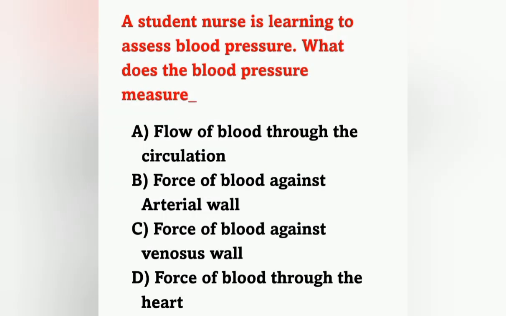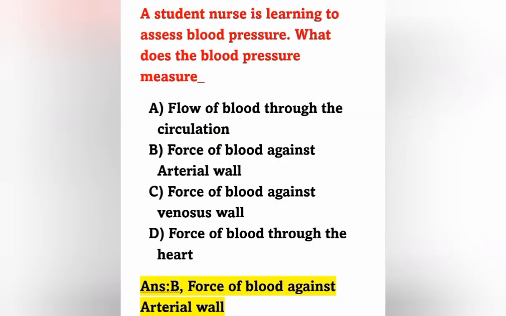And the next question, a student nurse is learning to assess blood pressure. What does the blood pressure mean? Options, option A, flow of blood through the circulation, option B, force of blood against the arterial wall, option C, force of blood against the venous wall, option D, force of blood through the heart. And the correct answer is option B, force of blood against the arterial wall.